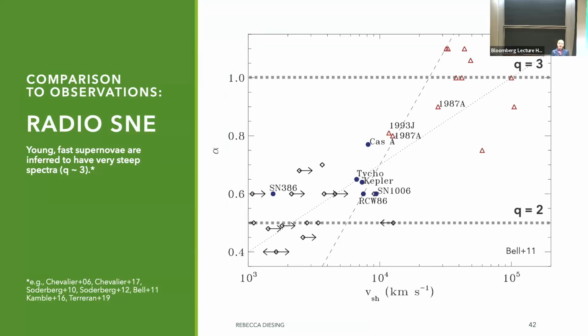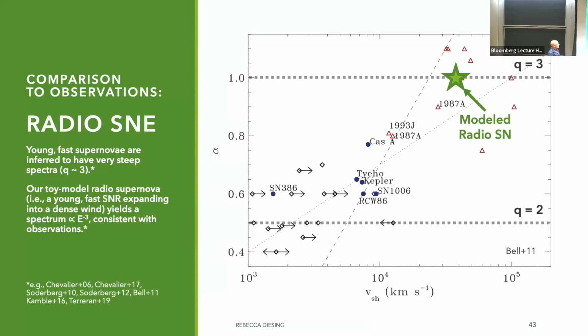And we said that we have this prediction that faster shocks should have steeper spectra. And these are all much faster shocks and they're a lot younger, which is why they are moving so quickly. And so I ran a very simple toy model radio supernova. I basically said that you have a young fast remnant expanding into a wind profile. What spectrum do I get after, say, a few years, maybe only 100 days? And in fact, you get something that's right here. So it happens to sit right on that Q = 3, which is circumstantial evidence, I would say, in favor of this model.